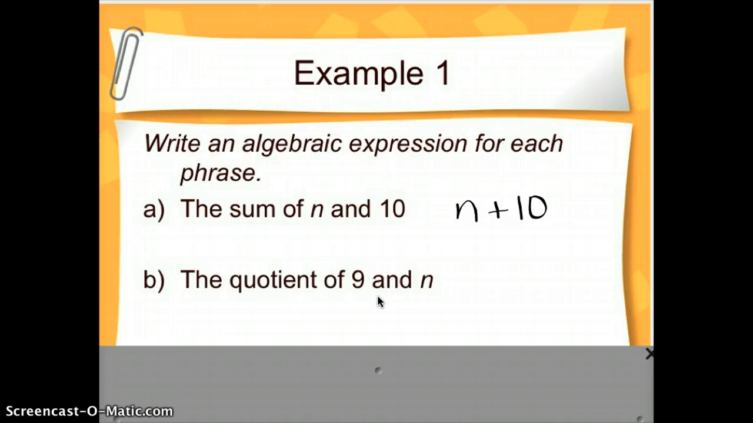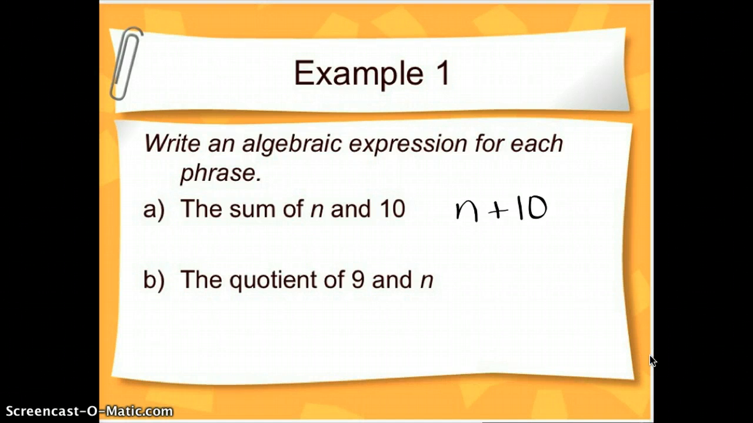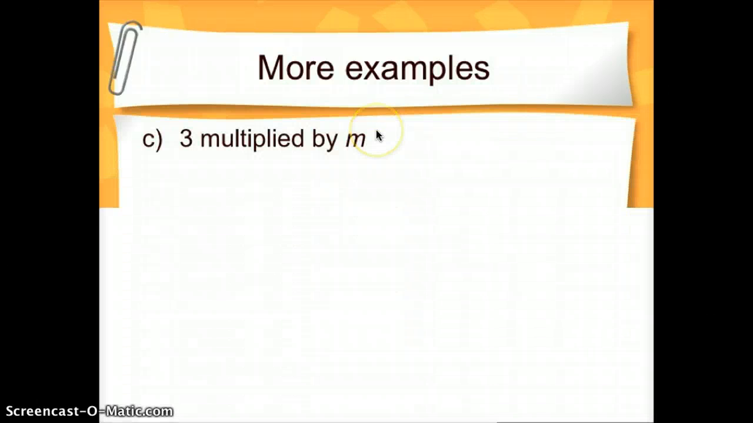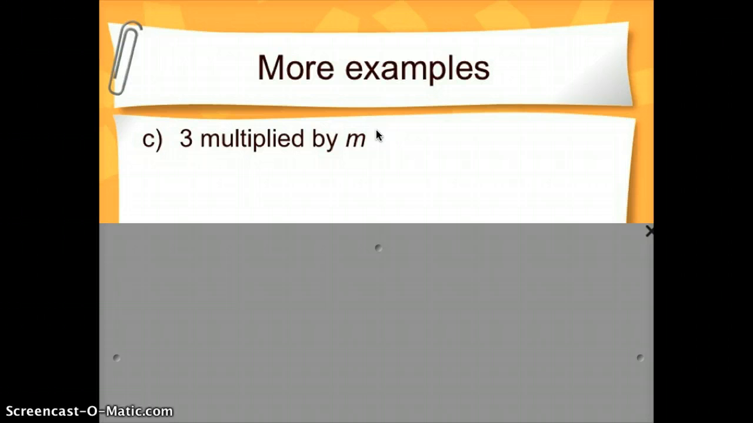The quotient of 9 and n. In this case, quotient means divide, so I want you to write 9 divided by n. You can write 9 divided by n with the division symbol or the fraction bar. I usually will use the fraction bar. Okay, try these ones. This time I want you to try the problem on your own, and then you can look at my answer and see if you got the same thing. So here it is, 3 multiplied by m. Go ahead and try, see if you can write something for that.